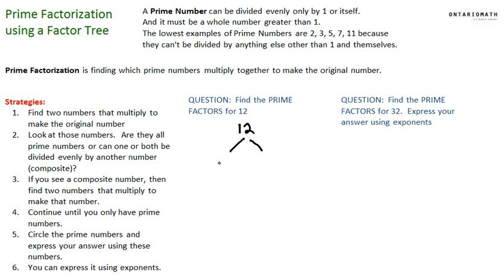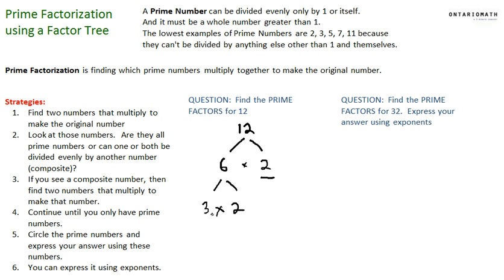The first ones that come to my mind are 6 times 2. I'm noticing that 2, we just said, is one of the prime numbers, so that's great. But 6 isn't a prime number. This is a composite number. It can be divided by 2 things, so 2 things can multiply to make 6, and that would be 3 times 2. So I just continue my branches. 3 times 2 is 6, 6 times 2 is 12, and we're up at the top again.